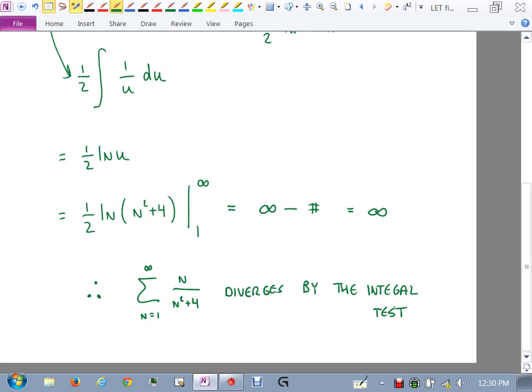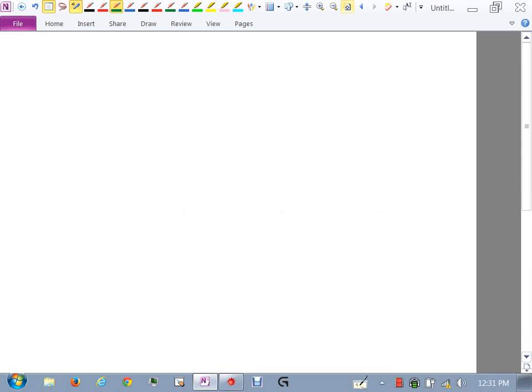I have 10 minutes. I want to show you the beginning of another problem that we could use the integral test on. I don't think I'll be able to get through the whole thing, but this has something very interesting happening in it. Any questions on that, though?